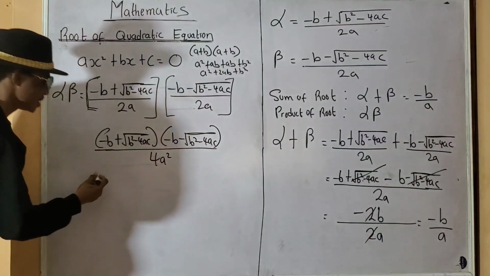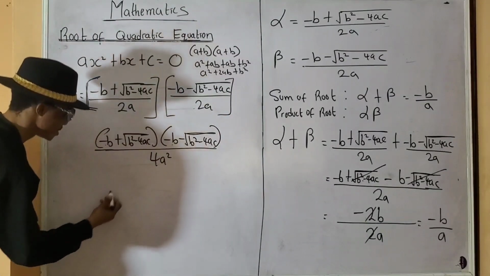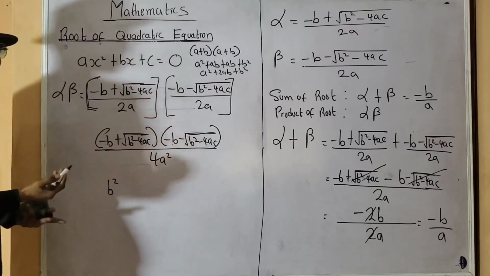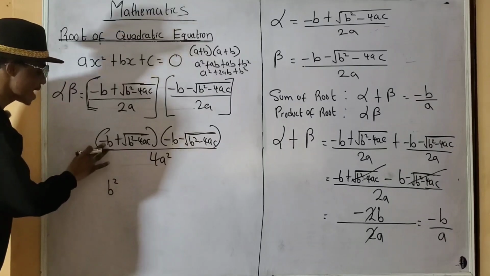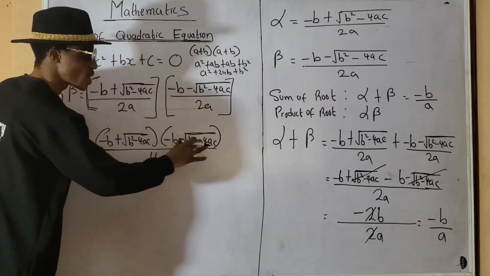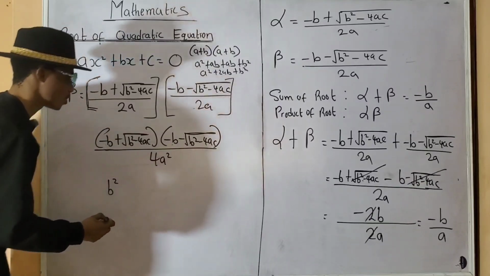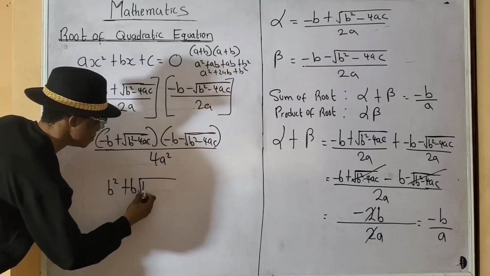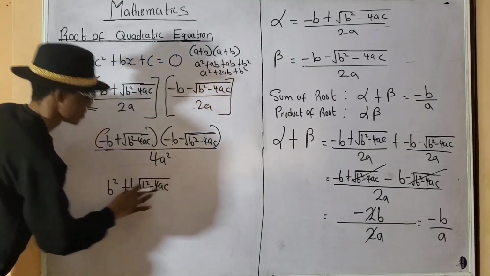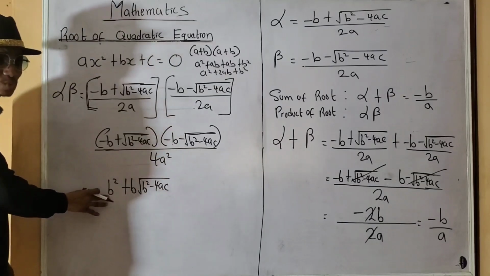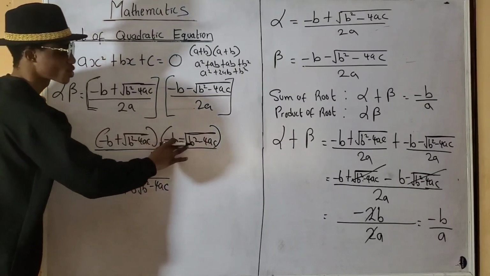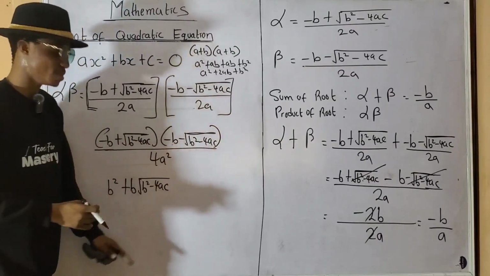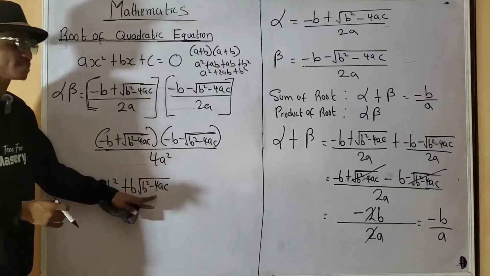Okay, so let's start. For this, I'm going to have negative b times negative b. That is what? b squared. Because minus multiplied by minus will give us what? A positive value. So I'm going to have b squared here. Minus b multiplied by minus square root of b squared minus 4ac, that will be what? Plus b square root of b squared minus 4ac. Are you following? Minus b times minus b gives me b squared. Minus b times minus square root of b squared minus 4ac: minus times minus will give me plus. So b times square root of b squared minus 4ac.